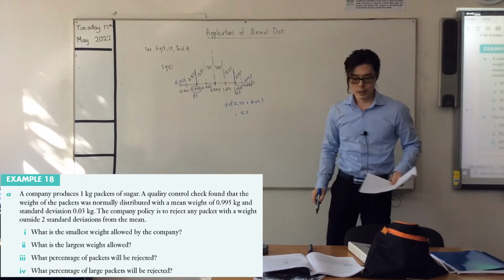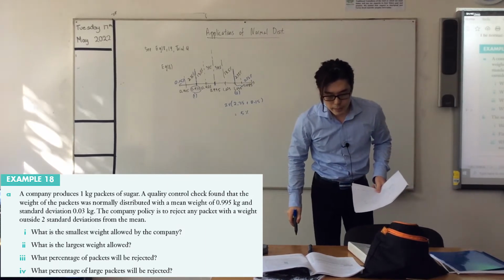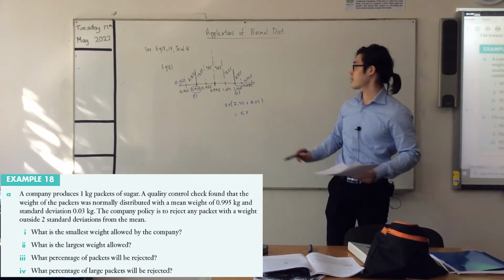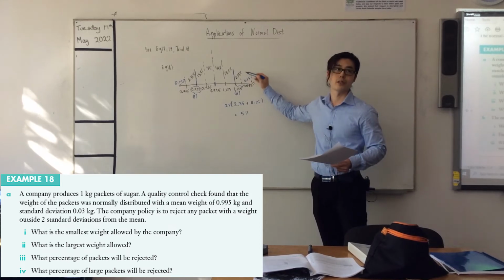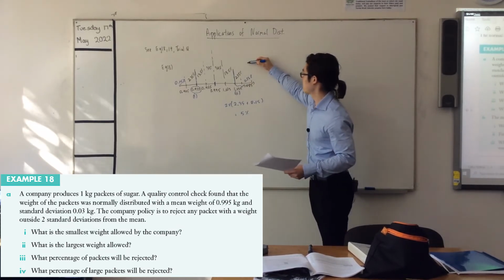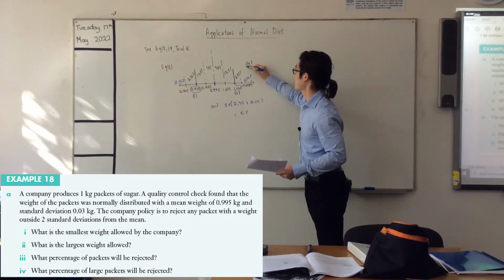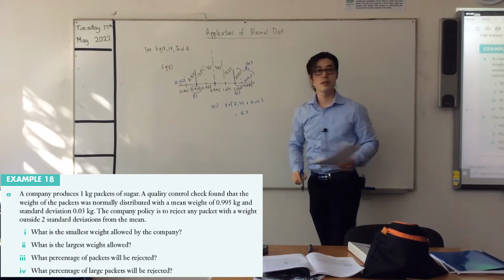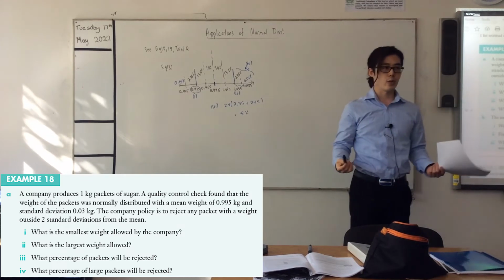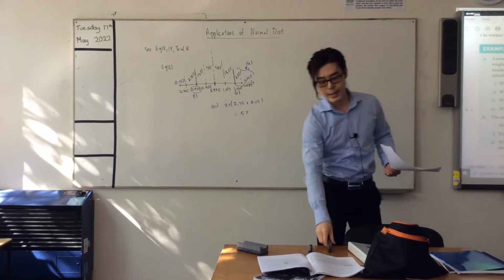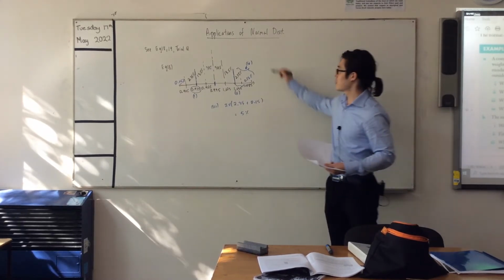All right. And last one. What percentage of large packets will be rejected? That would just be that portion. Yep. So that's III, that's IV. Okay, so that portion there. All right, so that's your basic question. Now let's have a look at a bit more difficult question.